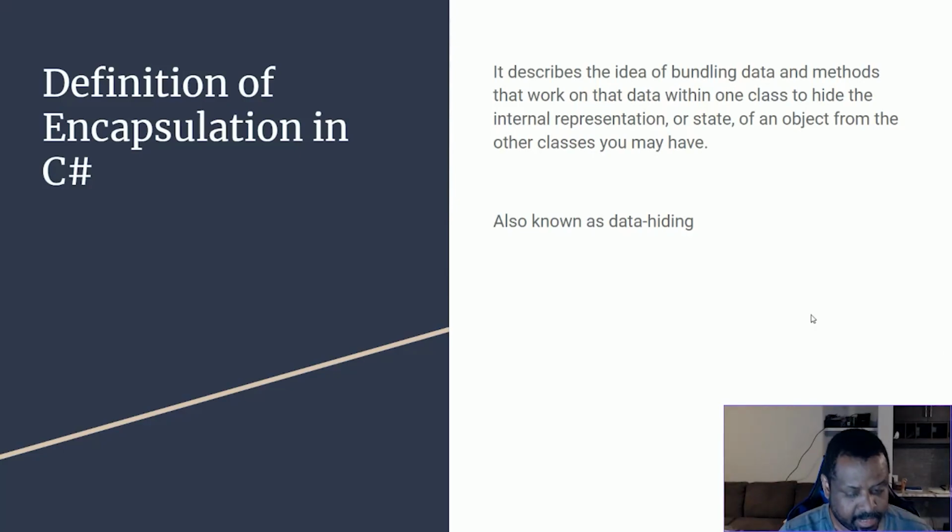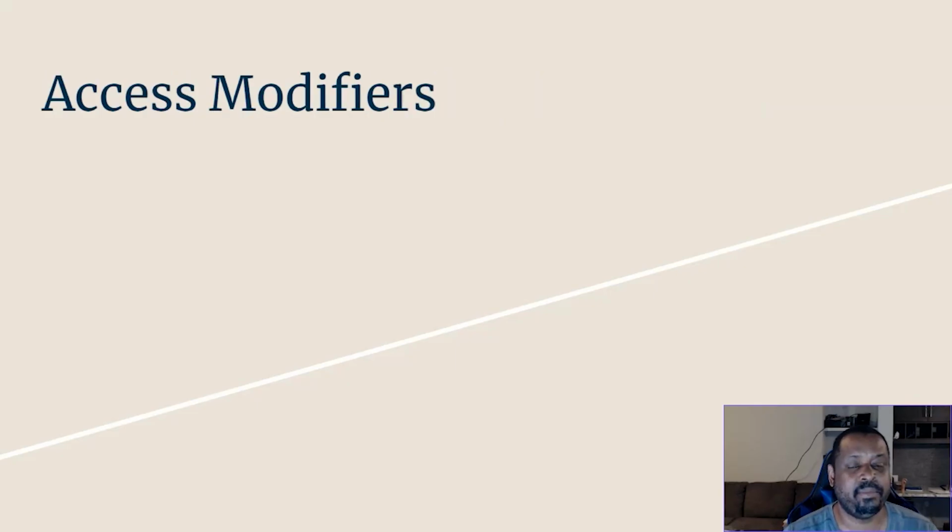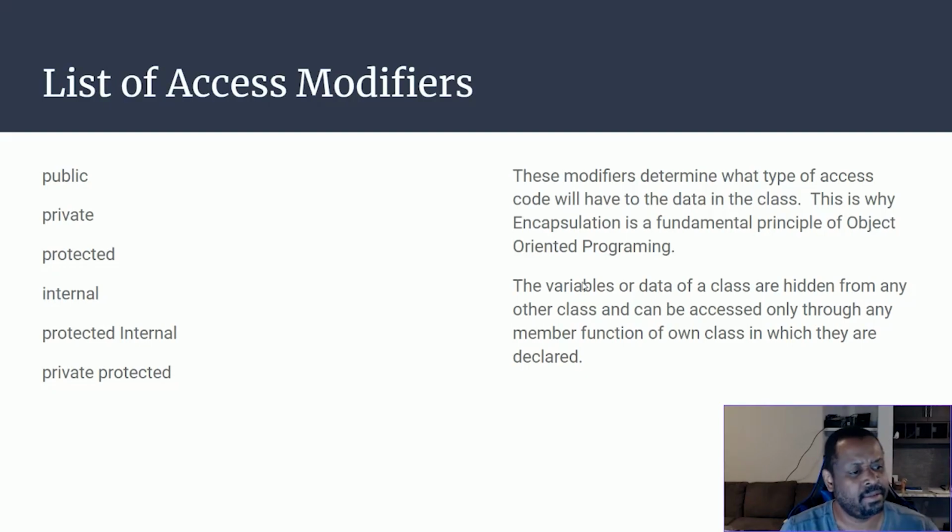So we're going to get into this data hiding. The question is, how do we hide data in a class? We do that through what we call access modifiers. This is a list of our access modifiers: public, private, protected, internal, and private protected. I'm going to attempt to explain them, but these modifiers determine what type of access code will have to the data in the class.